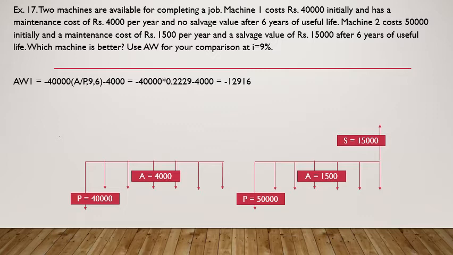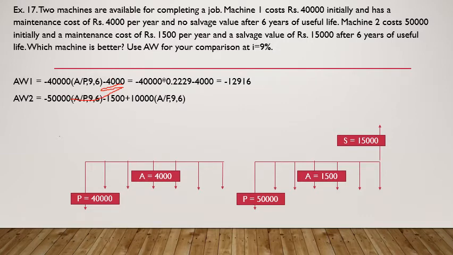Let us take the first case: minus 40,000, which is P, convert that into A using the factor A by P comma 9 comma 6. And then the annual cost of 4,000 is already A, so there is no need for any further conversion. It is evenly spread for all the 6 years. So use the factor values and get the answer minus 12,916.